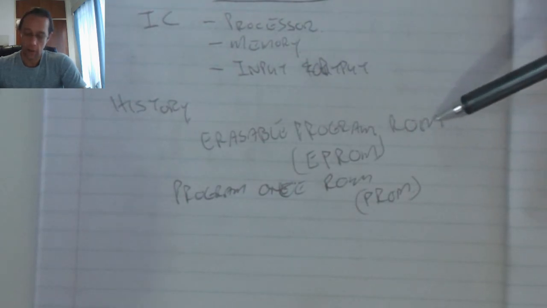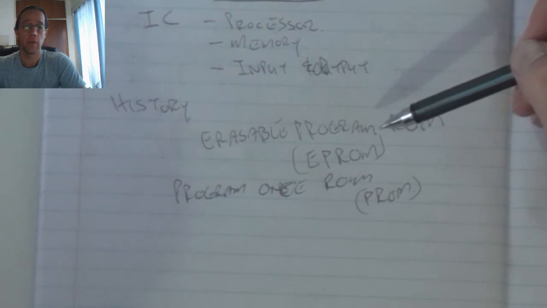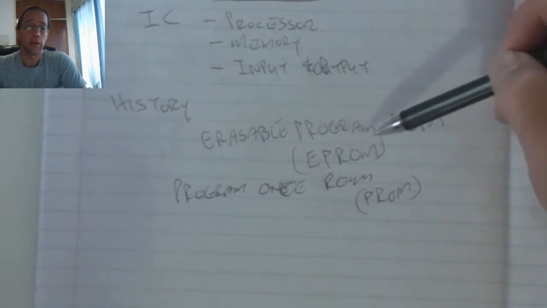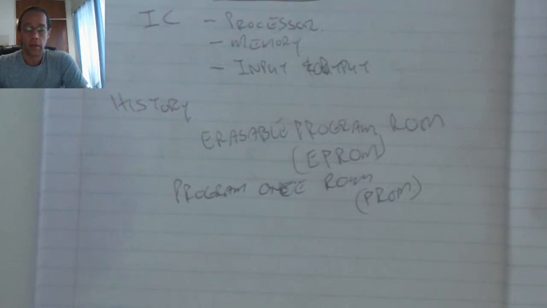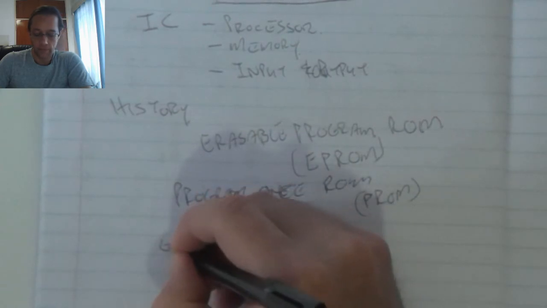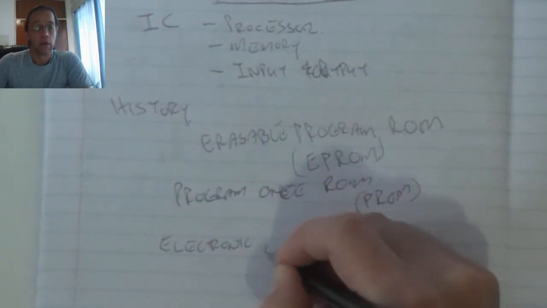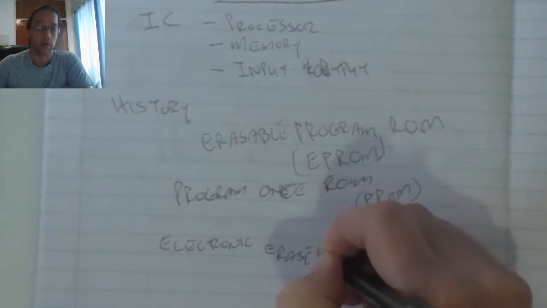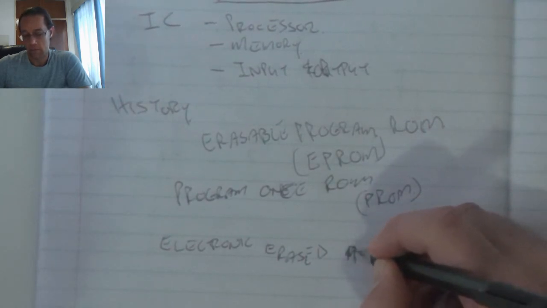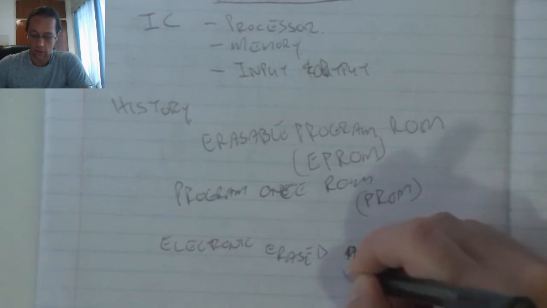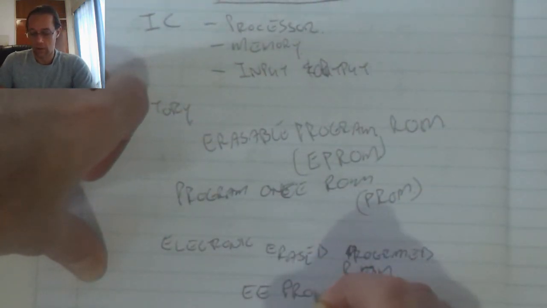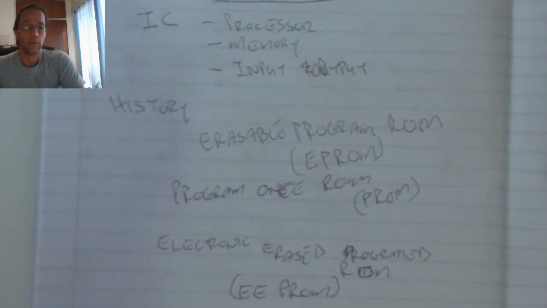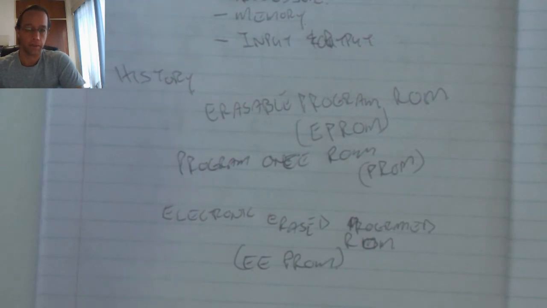The erasable programmable read-only memory device came in a ceramic package with an opening into which you would shine ultraviolet light, which would erase the memory so that it could be reprogrammed. In 1993, the electronically erasable programmable read-only memory, or the EEPROM ICs were designed and they were made available to be reprogrammed electronically.